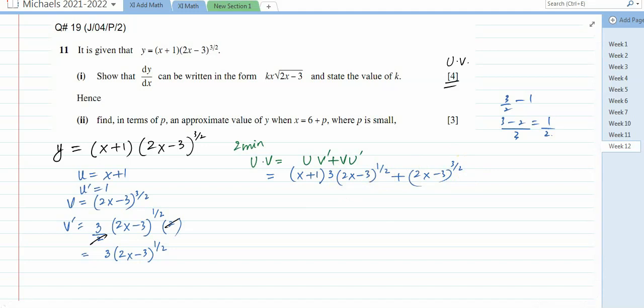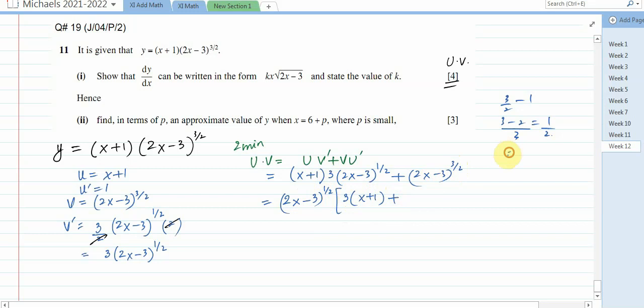For taking common, keep in mind that we need to pick out the lowest power, right? So the lowest power we have is 1 upon 2. So we take (2x minus 3) to the power 1 upon 2 as common. Inside the bracket is 3 times (x plus 1) plus... Now 3 upon 2 was present, and in that 3 upon 2, we take 1 upon 2 common. So 3 upon 2 was initial and 1 upon 2 we take common.